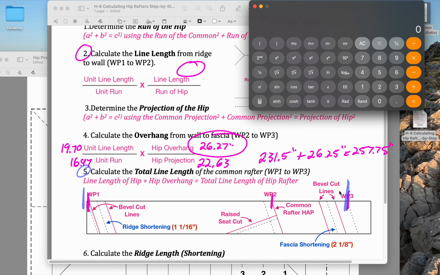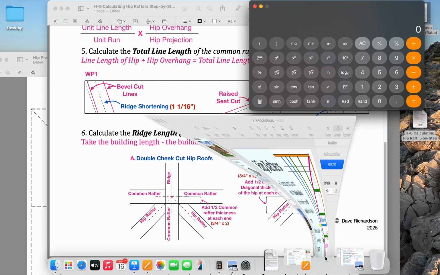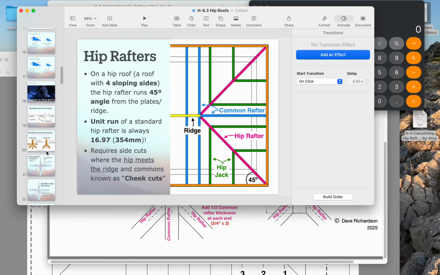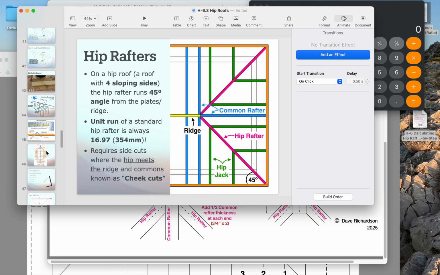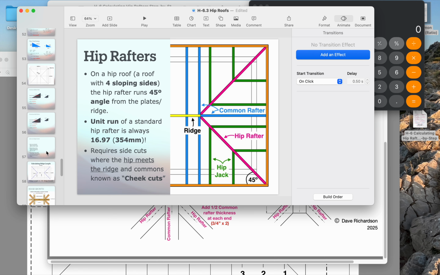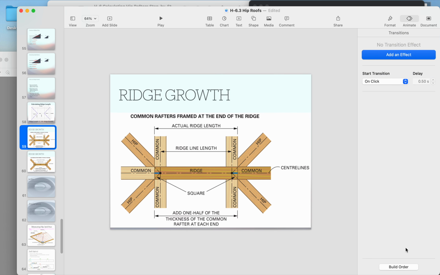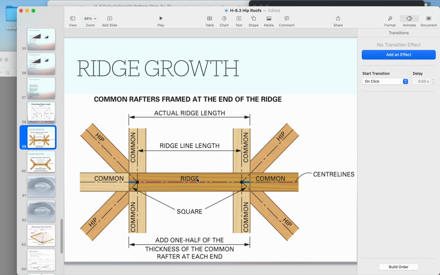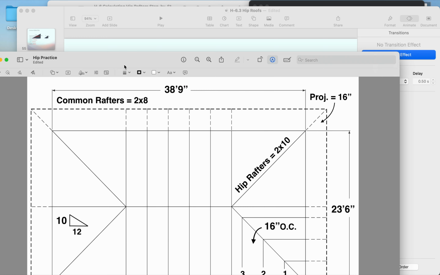Okay, last thing we need to do is figure out the length of the hip ridge. So we are shortening, but then we're also growing the hip ridge. So let's have a quick look at our hip ridge and why that is first shortened and then it grows. It's kind of a weird setup. So what we do is we take the length of the building and we subtract the width of the building. Okay, so that's the basic thing. So let me explain why we do that.